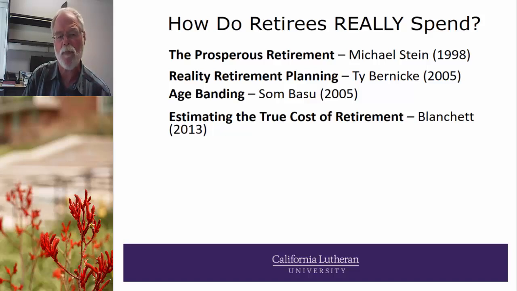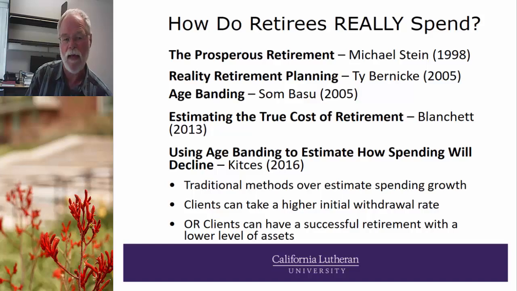The other thing that Blanchett found was what we refer to as the consumption smile. We're going to talk about that a little bit later in this recording, but what he really found was that there is a cut in real spending over time.